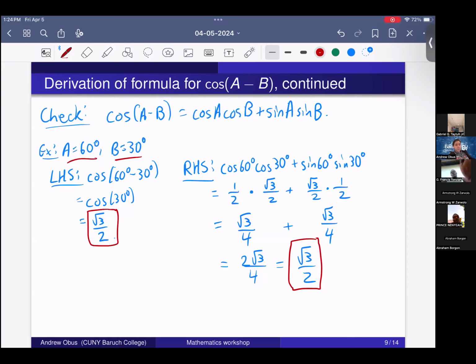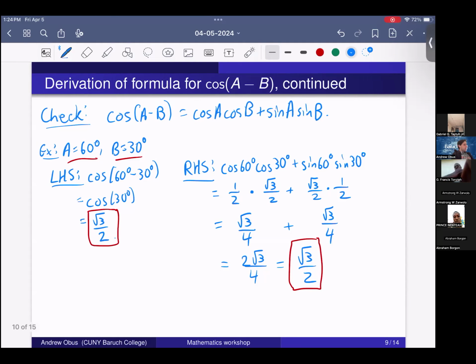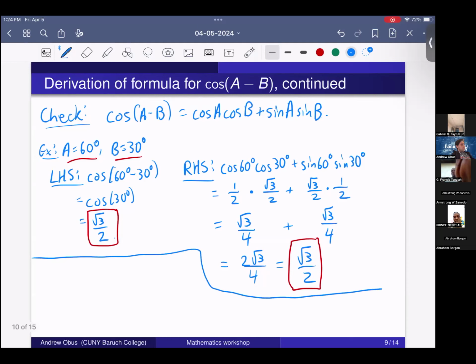And you can plug in other things. Yes, Prince? So you use the angle of 30 and 60 degrees. Yeah. So if we use the angle of 60 and 90 degrees, yeah, that'll work also. Should we do it? Let's do it. Yeah, we get no problem as to whether it will go checking. Yeah, let's do another one.